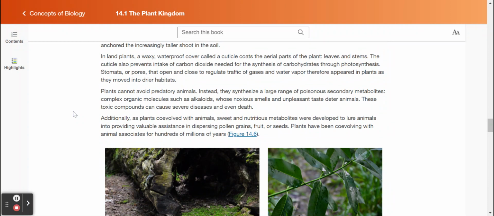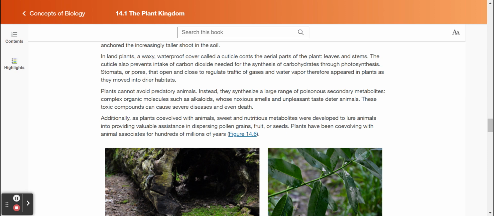In land plants, a waxy, waterproof cover called a cuticle coats the aerial parts of the plant, leaves and stems. The cuticle also prevents intake of carbon dioxide needed for the synthesis of carbohydrates through photosynthesis. Stomata, or pores, that open and close to regulate traffic of gases and water vapor therefore appeared in plants as they moved into drier habitats.